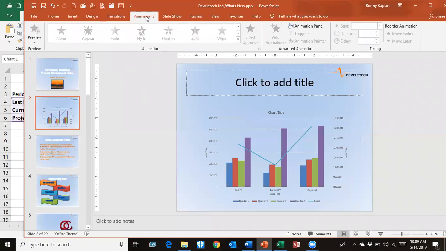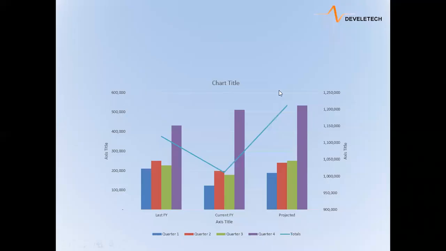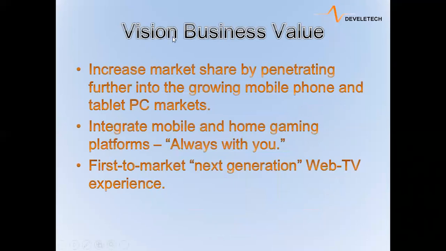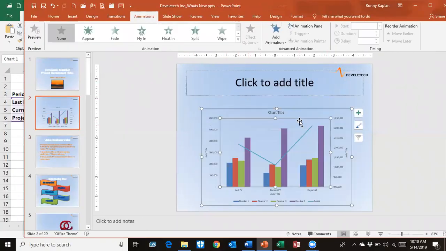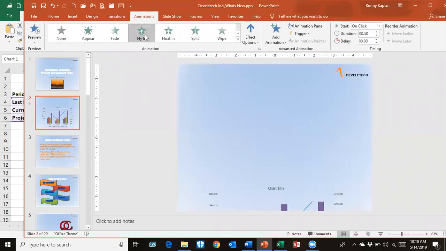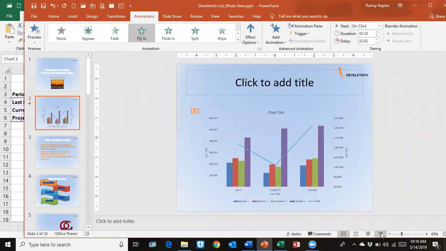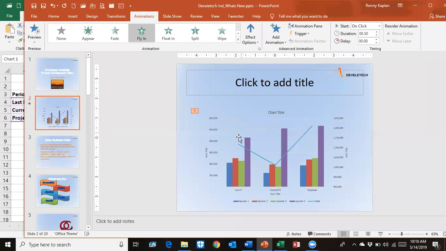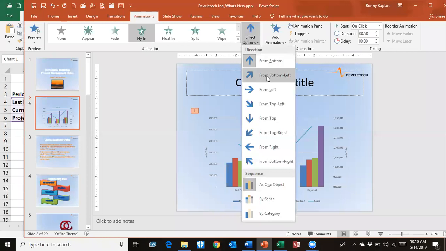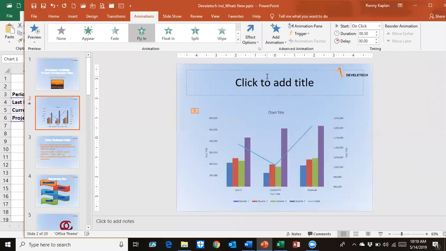Animation, and I can say I want it to fly in. And when I click my slideshow, whoops, okay, that didn't exactly do what I wanted it to do. I did say fly in, there it is. So when I hit my clicker, it's going to slide in. Okay, so that's great. And you have some effect options, so you can have it slide in from the left, the right, the bottom, the side, that sort of thing.